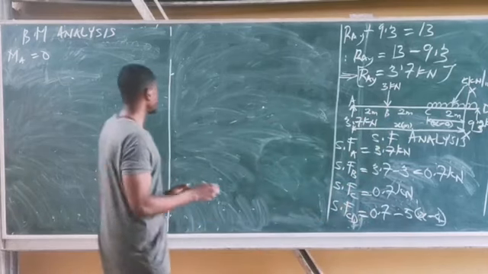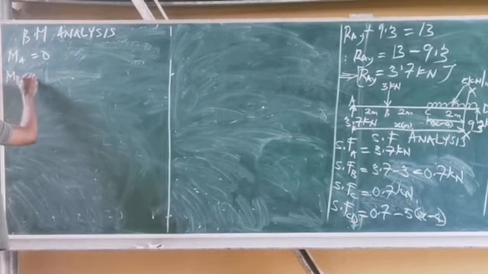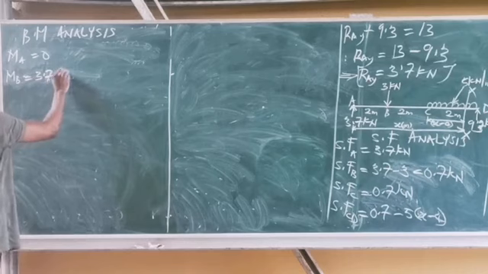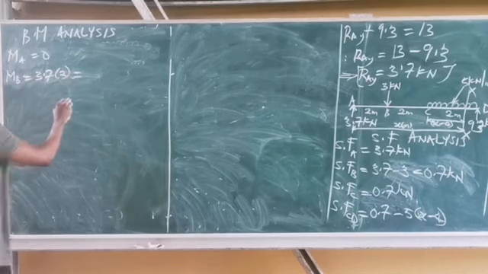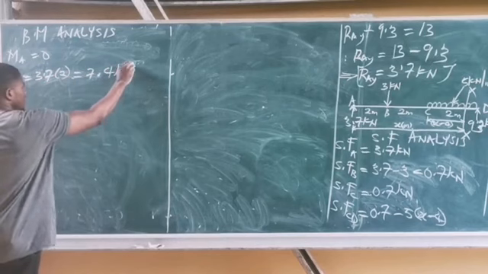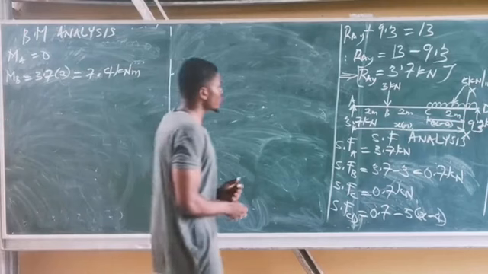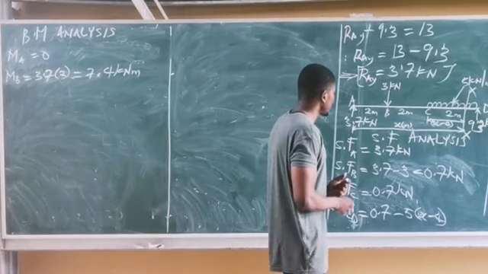So the moment at point B becomes 3.7 times 2, and that's equal to 7.4 kilonewtons meter.